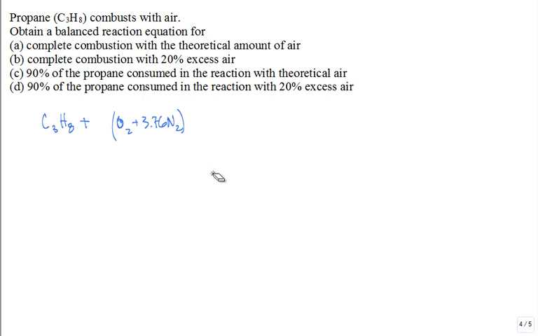All right, then it's going to go to CO2 and H2O. We also know that if it's going to be 100% theoretical air, then there's going to be no oxygen, and there'll be some N2. Okay, so I'm going to leave that oxygen, even though I know it's going to be 0 for part A. All right, let's balance the carbon. How many do I need right here for that carbon?